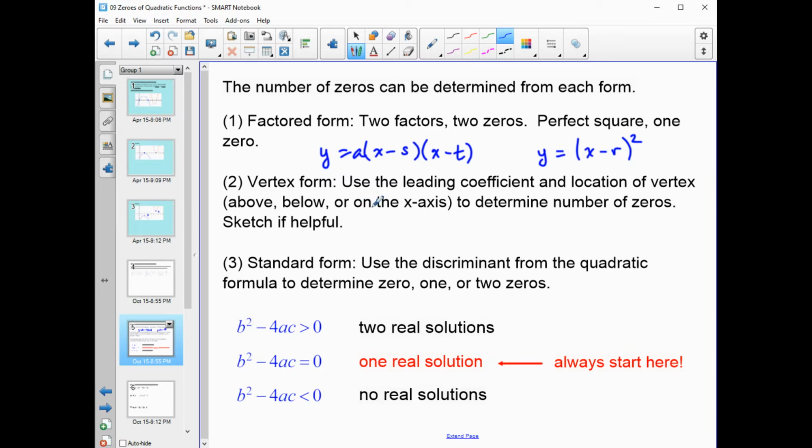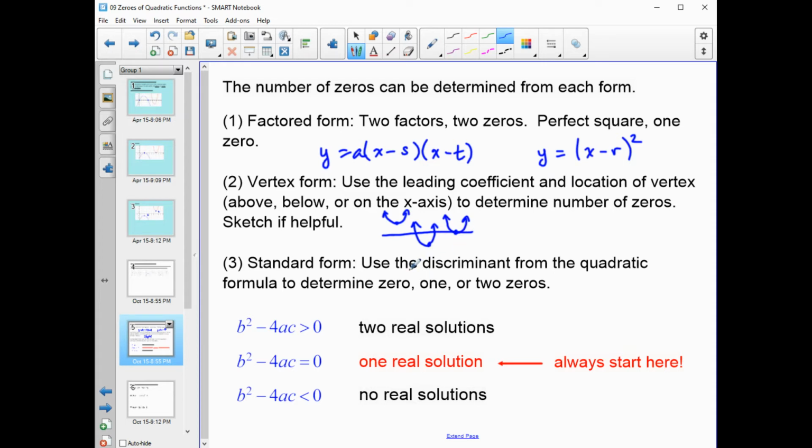If you're given vertex form, it doesn't take much more work than it does with factored form to figure out the number of zeros. If the parabola opens up and the vertex is below the x-axis, that's two zeros. If it opens up and the vertex is on the x-axis, of course, that's one. And if it opens up and the vertex is above the x-axis, that is no zeros at all. And we can have a similar line of reasoning when it opens down.